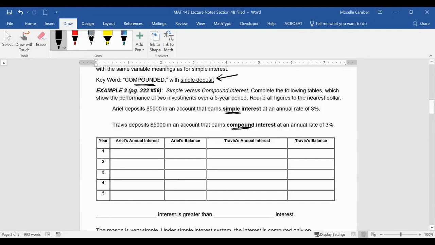Ariel is going to deposit $5,000 in an account, earning interest at an annual rate of 3%. Remember, this is simple, so our beginning is 5,000, and our slope is going to be a percentage. You can't have a percentage by itself, so it's a percentage of our original balance, which is 150. So if we're going to have an equation, then we say y is going to equal my initial plus my slope times the number of years.